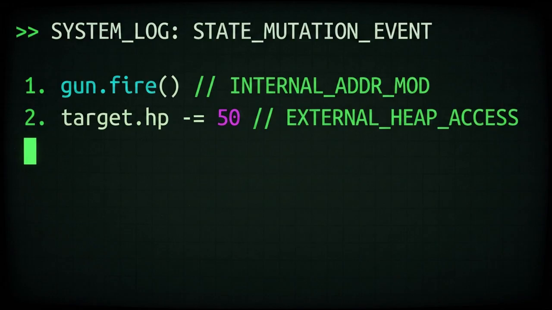First, we call gun.fire. This reaches into our player's equipped weapon and mutates their internal state, dropping their ammo. Second, we execute target.hp-50. This reaches completely outside the calling player, across those memory addresses, into the external target player's instance on the heap, and literally chops their health in half. Internal state and external state, both handled efficiently in a single block of code.